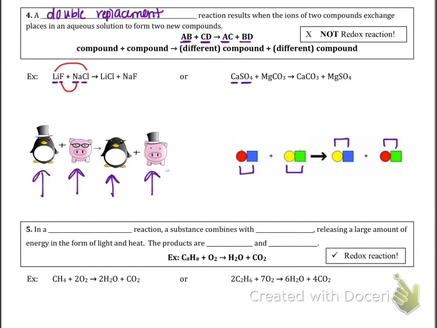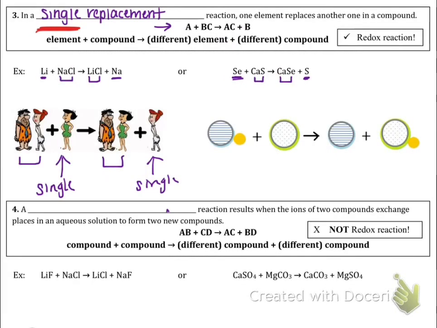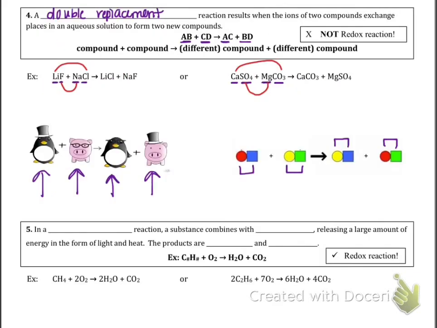Calcium is with sulfate, magnesium is with carbonate, and if you look, calcium is now going to hook up with carbonate, magnesium is now going to hook up with sulfate. So remember the difference. Single replacement means that someone's always got to be by themselves, but in double replacement, you're just swapping partners, okay?